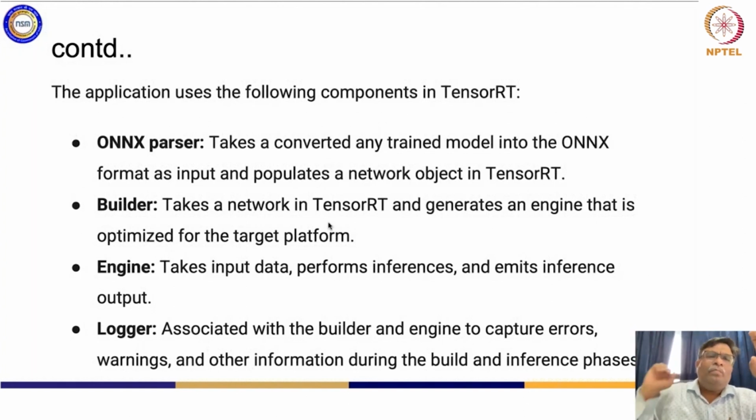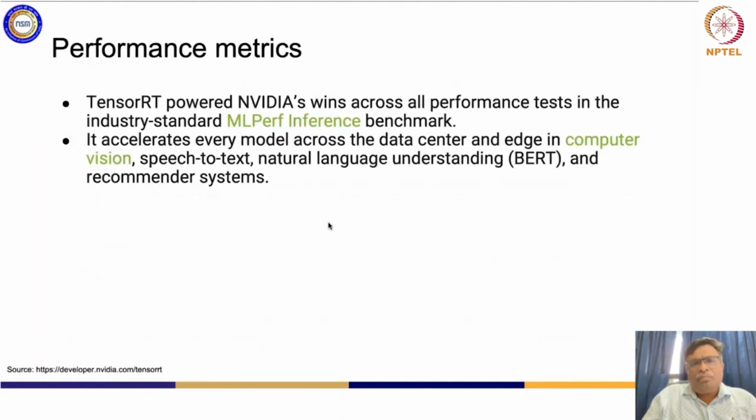This is possible. Okay, and then you take a network in TensorRT and you generate an engine that is optimized for the target platform. So this target platform can be anything. So ultimately, you basically take a network in TensorRT and generate an engine. Similarly, your engine takes input data, performs inference, and then emits the inferencing output. And the logger basically tries to give you warnings, capture errors, and how you run and everything, right? So this basically is the various components of TensorRT.